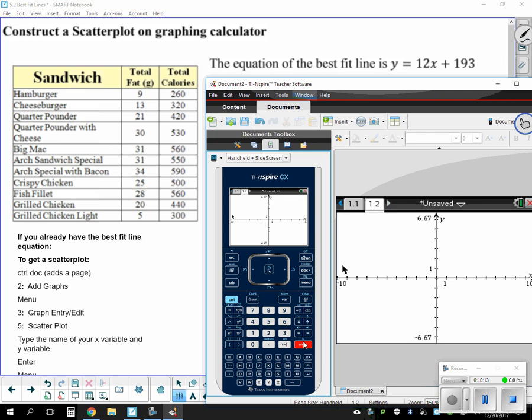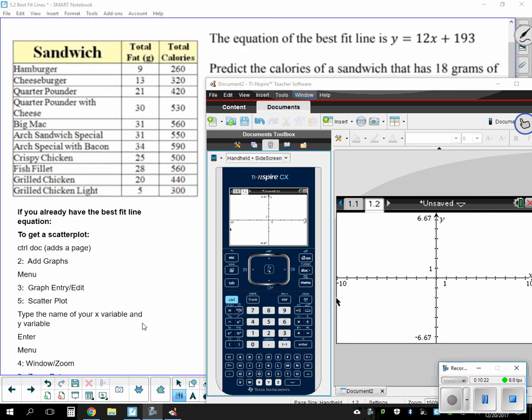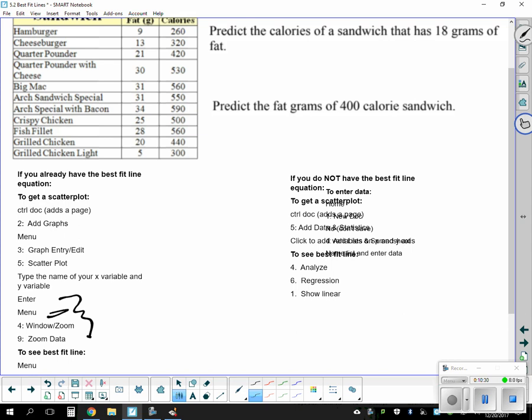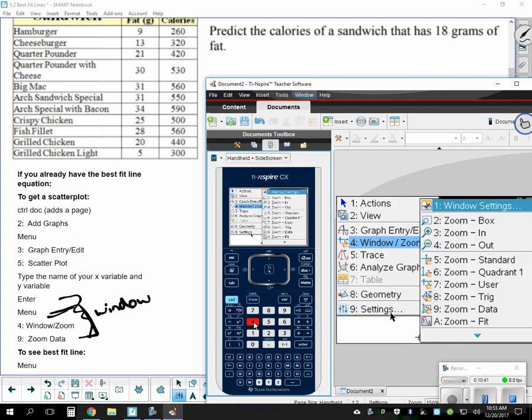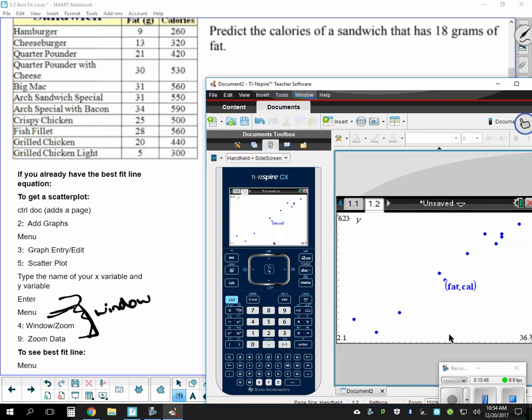Okay, it doesn't look like anything, but that is just because there's no data in our window that we currently can see. So to change our window, let me scroll this down here. This part here is changing your window. So we're going to press menu, window zoom, and zoom data. That's going to zoom in just on the data we have. And there you go. You can see your scatter plot. You can see that we are talking about fat for our X values and calories for our Y values.